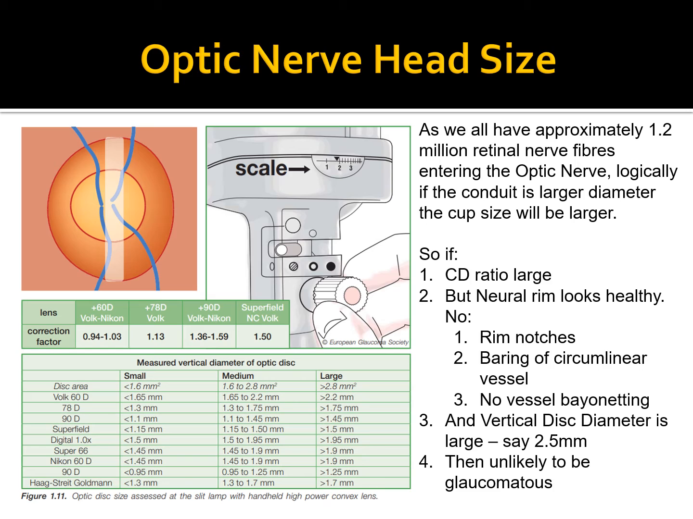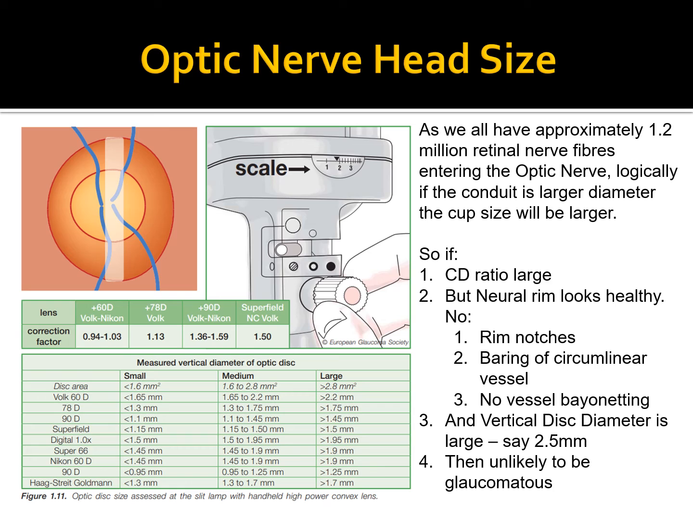So in these situations, a measure of the optic nerve head size can be very helpful. As I've already said, we have approximately 1.2 million ganglion cells going into our optic nerve. And logically, if the conduit is a larger diameter, the cup will also be larger, because the 1.2 million nerve endings have to be spread out around a rim that's bigger. So it's important to try to take a measure. This demonstrates that you just get the slit height of the actual optic nerve, and you've got a conversion factor to put in there depending on which lens you're using.